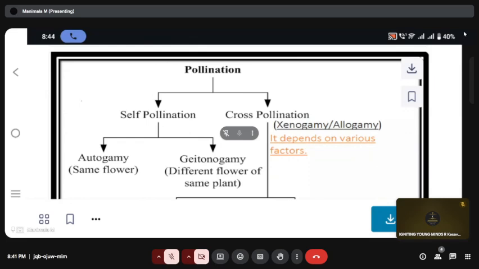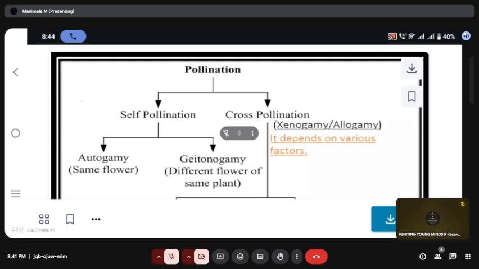Pollination occurs in an open flower. The sex organs are exposed out. Chasmogamy. Next, chasmogamy. That is chasmogamy. Chasmogamous flowers and cleistogamous flowers.